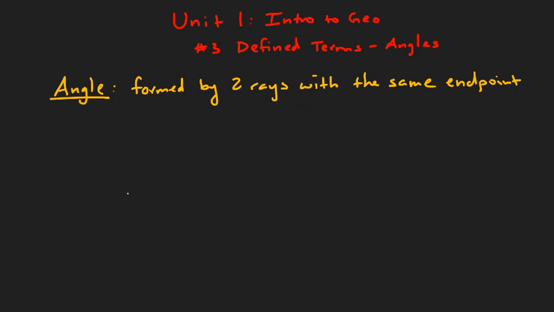So I'm going to draw a point right here. I'm going to call that point Q. That is going to be my vertex. So that same endpoint right there is called the vertex. I'm going to put that, because that's an important point, the vertex. Now I'm going to draw two rays. I'm going to draw ray QP going up like this. I'm going to draw ray QR going down like this.